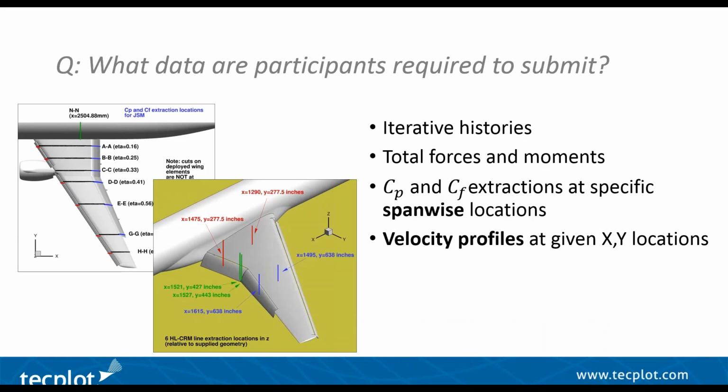What data are participants required to submit? So there's four elements of the data. The first two, the iterative histories and the total forces and moments, are usually supplied as an output to the CFD solution when they're run through the solvers.